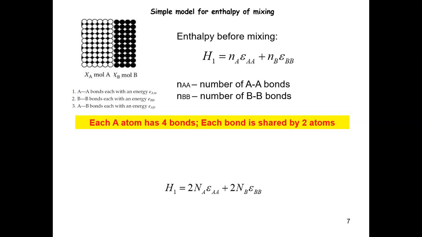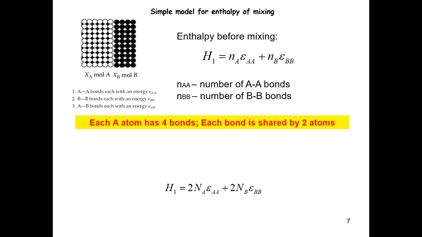So it's very simple, because each bond you can split by half, right? It appears that each A atom has 4 bonds, but each bond is shared by 2 atoms. So each bond only contributes a half to a single atom. So basically you have 4 times a half equals 2, so each A atom has 2 bonds.